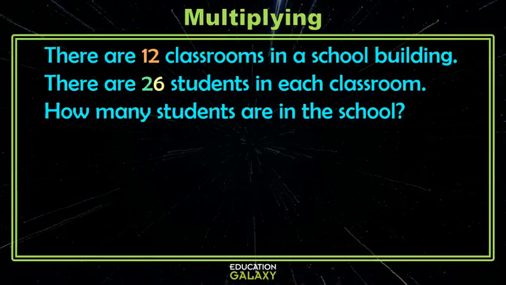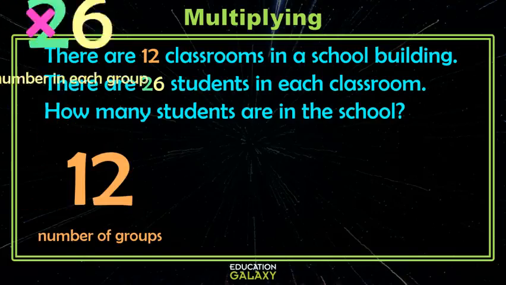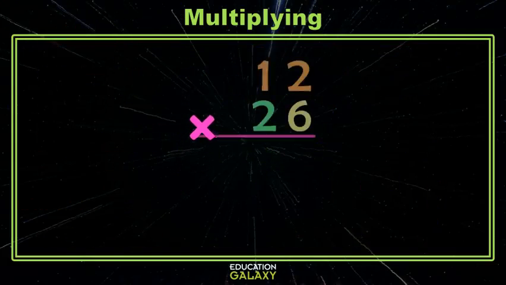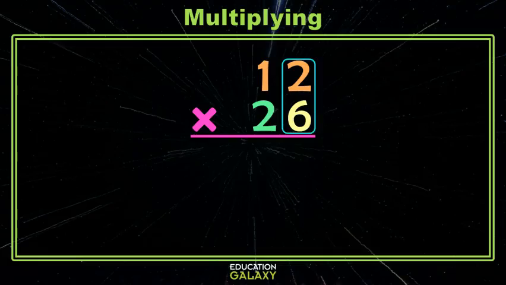Here we have 12 classrooms, and there's 26 students in each classroom. And we want to know how many students there are in all. So we're given the number of groups that are all the same size, and we're looking for a total. Great time to use multiplication, so let's do it. Starting in the ones place, we have 2 times 6, which is 12. We leave the 2 and we carry the 1.